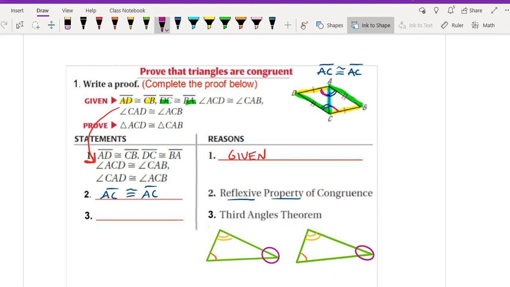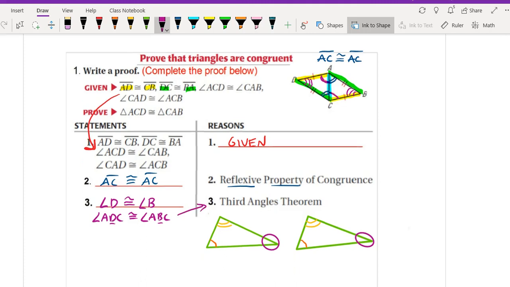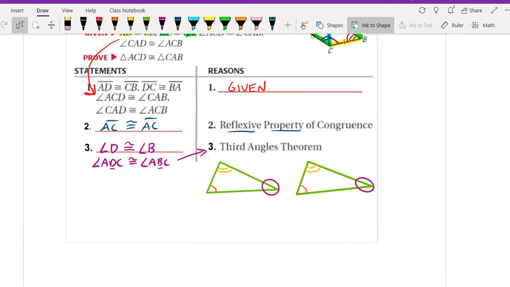So I need to show that these last ones are congruent, and we know that that's true because the other two angles are congruent. So I will say that angle D is congruent to angle B. Now you could have used a different name. You could have done ADC congruent to angle ABC, or some other combination of those letters as long as D and B are both in the center. And we know that's true by the third angles theorem, that if the two first angles are congruent, then that third one also has to be congruent.